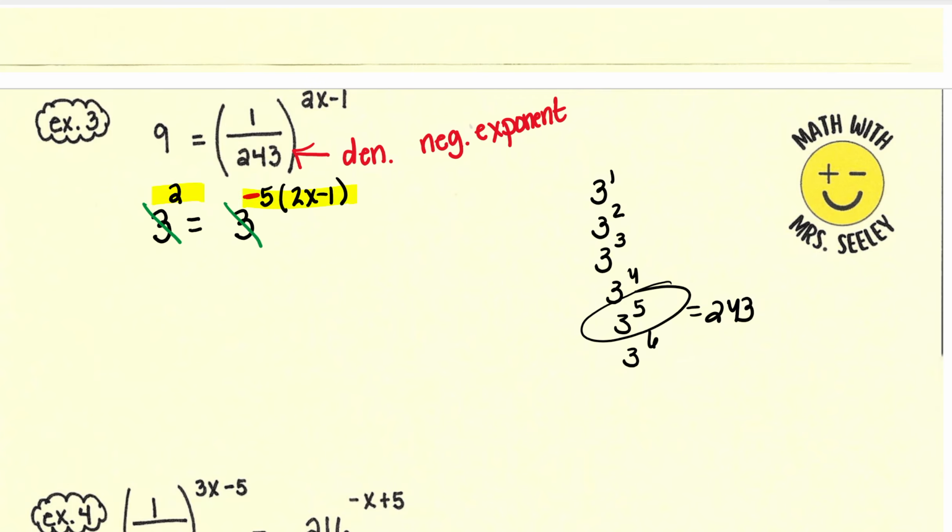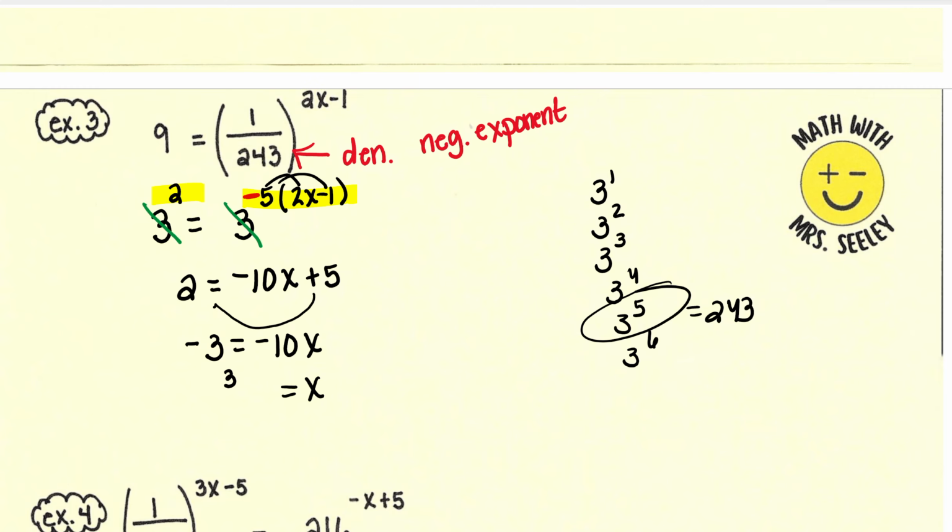So this time, I will just bring down my 2 is equal to, distribute that negative 5, watch your signs, negative 10x plus 5. Subtract your 5 over, so 2 minus 5 is negative 3 equals negative 10x. Divide by negative 10. And so negative 3 divided by negative 10 is positive 3/10, or maybe 0.3 if you prefer to write it as a decimal.